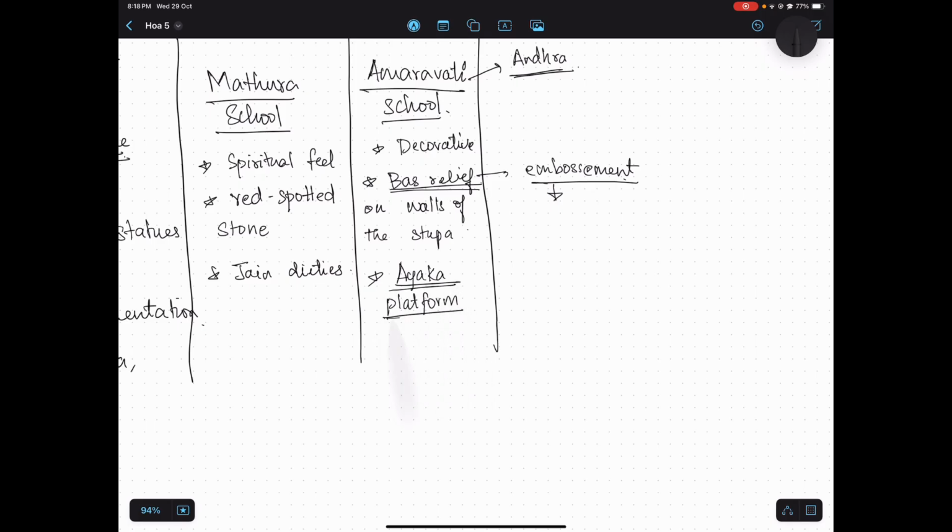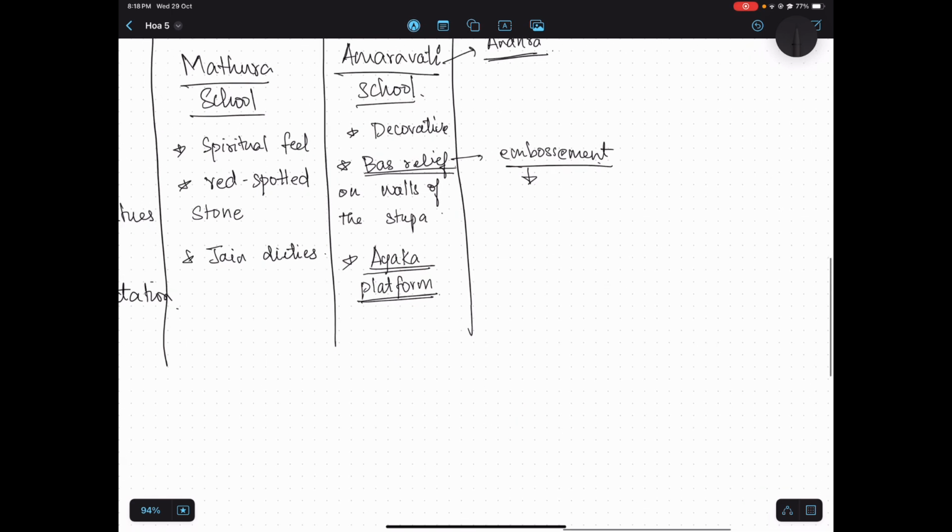So this is a platform that protrudes from the anda or the dome, and it has 5 pillars on it, and the Ayaka platform is present in all four cardinal directions. So if this is my stupa, it protrudes here, and protrudes on the back side.